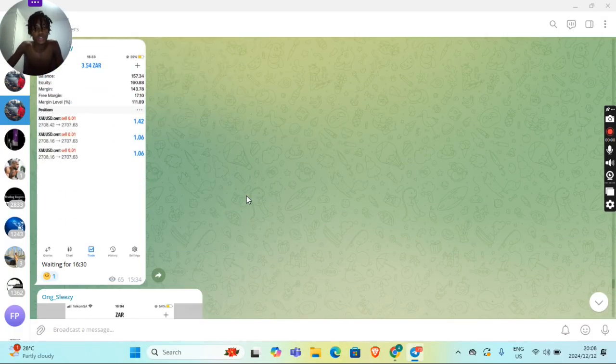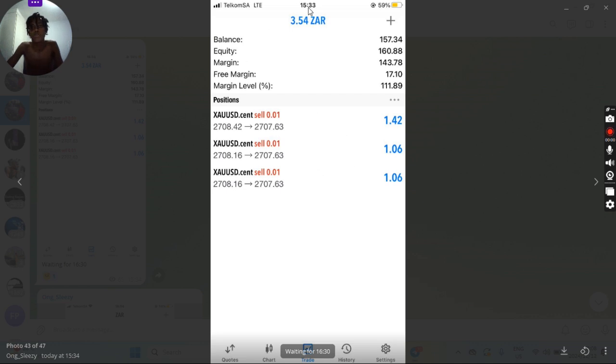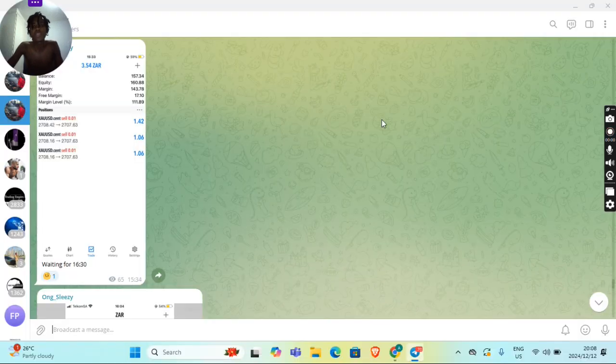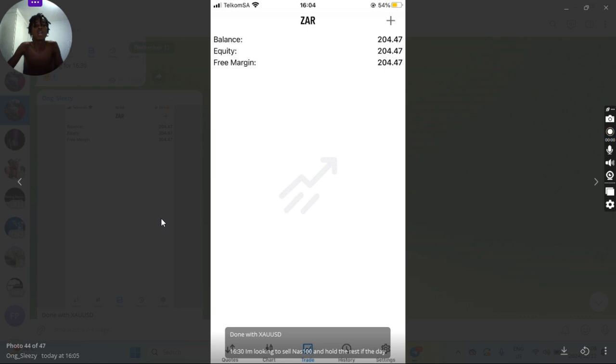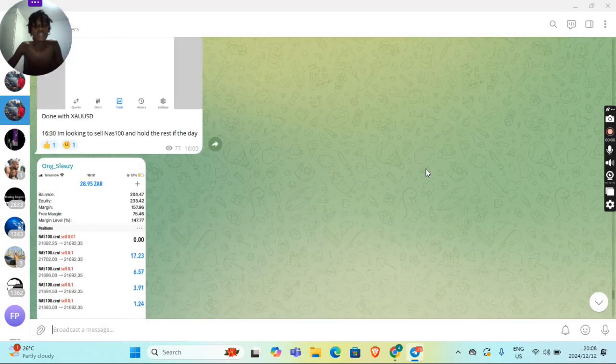So let's continue. As you can see, we took the sales at 1530. We had a bit of a spike on PPI, but because our account was small, we didn't really take a big L, because we're trading a cent account, we're trading micro, right? So we made small profits, we're floating small profits. We ended up closing at 204 with those, and we waited for 1630.